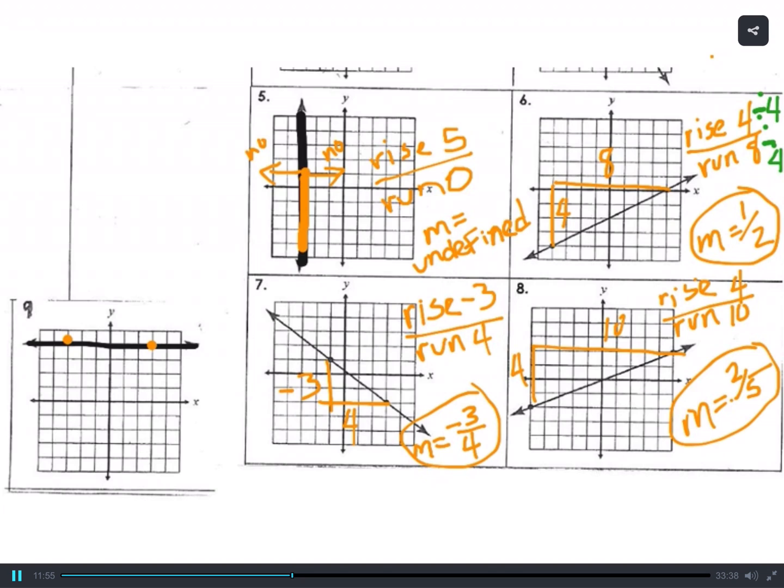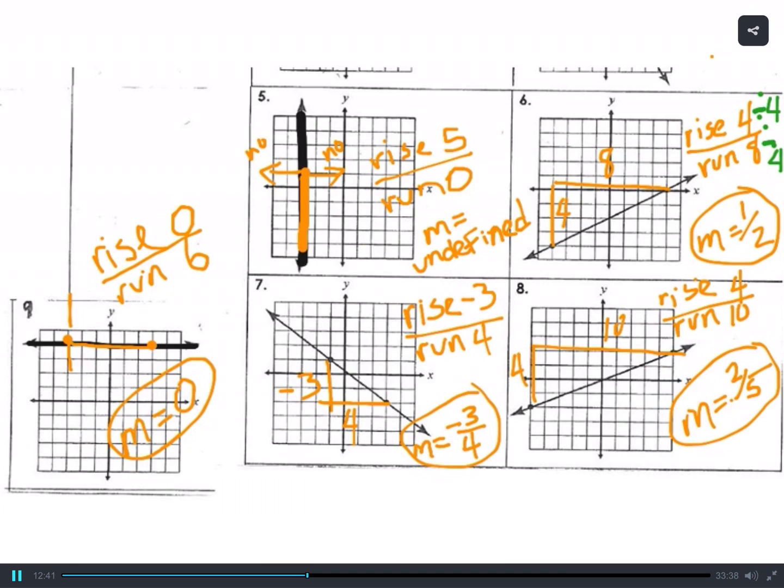In this case, in order to get from the point on the left to the point on the right, I am not going to rise anything because they're on the same exact line. So if I went down or if I went up, it wouldn't help me get to that second point. So my rise in this case is 0, and then my run is going to be over 6, so run 6. And then, of course, I'm going to simplify that. 0 divided by 6 is going to give me 0. So my slope in this case is 0, which is a horizontal line.